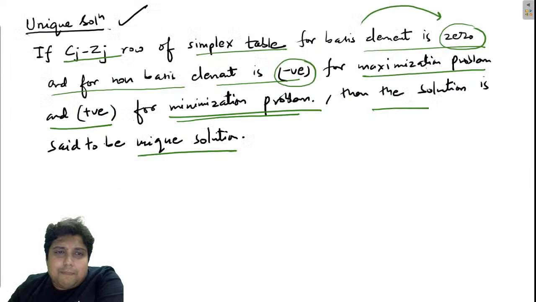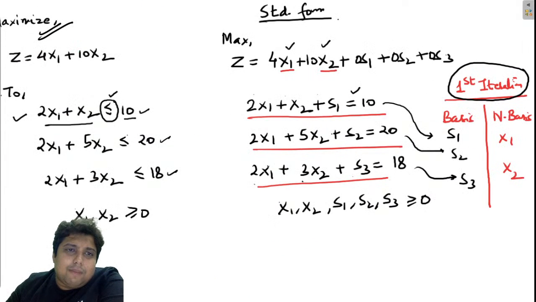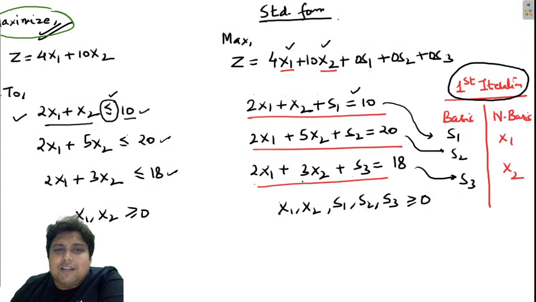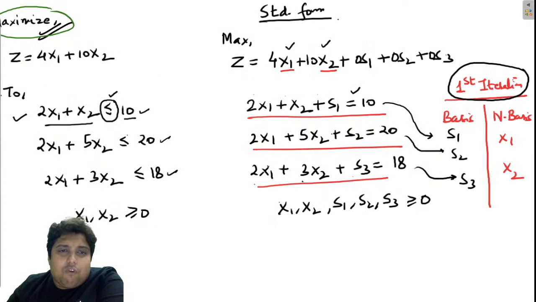Up until now, guys, we have solved various questions about maximization. So what is the simplex method basically doing? In a maximization problem, it allows that variable to enter which has the highest coefficient. Check out this objective function, 4x1 plus 10x2. If I want to maximize, I will allocate more value to x2, because x2 has the highest coefficient. It will benefit me more. It will increase the value of z more.